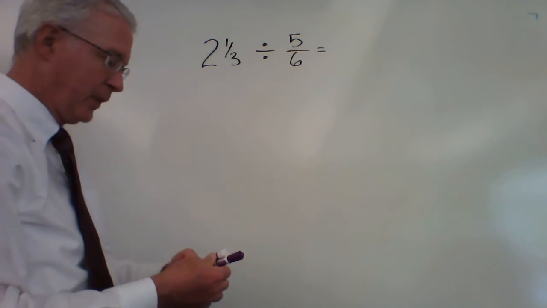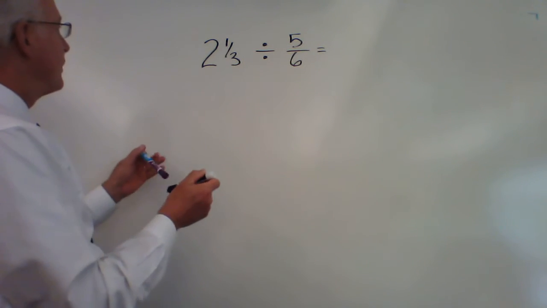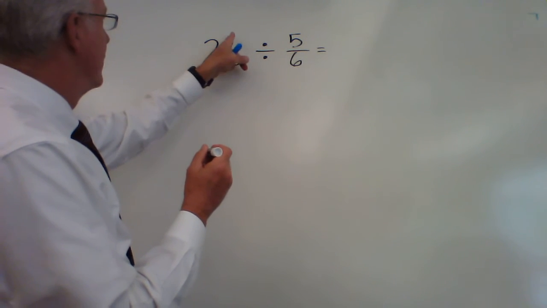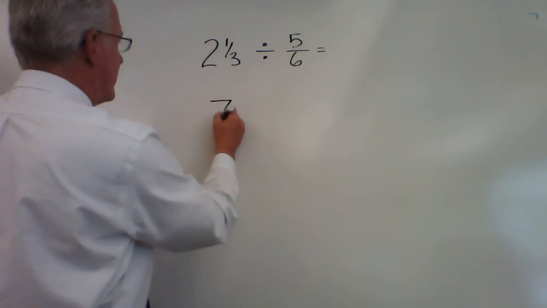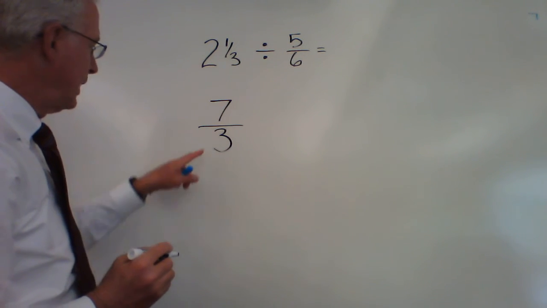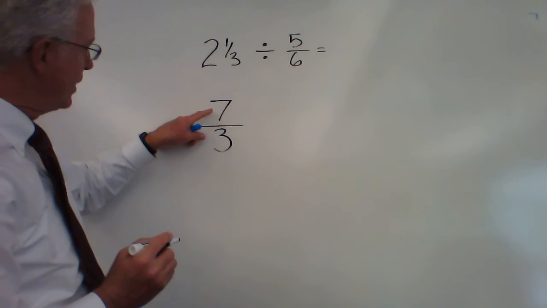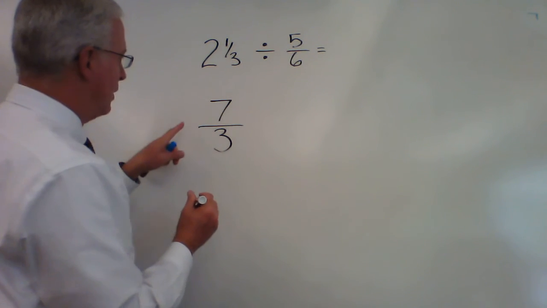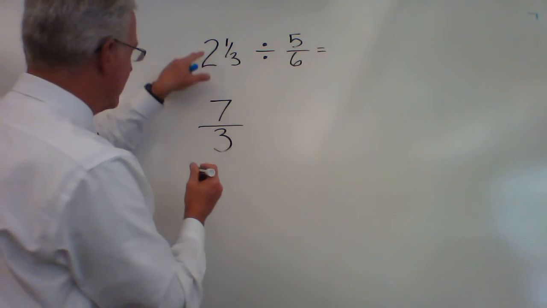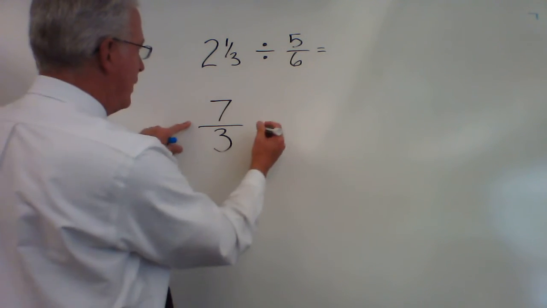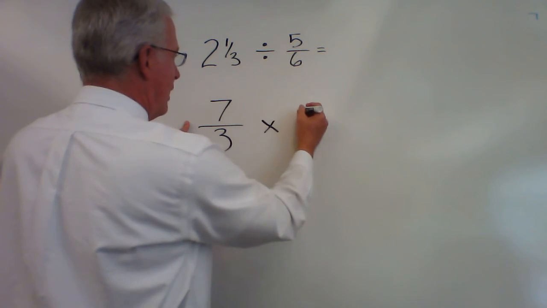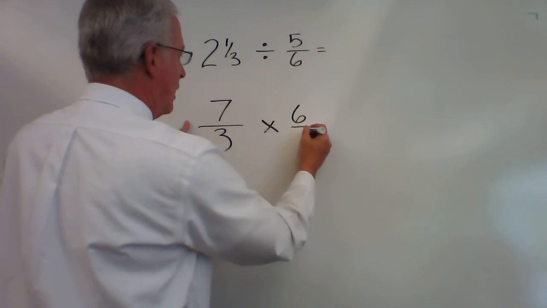All right. So, 2 times 3 is 6, plus 1, 7, keep the denominator, 7/3, and we can see that 3 goes into 7 twice with 1/3 left over. So there's our improper fraction, and we're going to keep that because those two are the same. We're keeping 7/3. We're going to change the symbol, and we're going to flip the fraction.